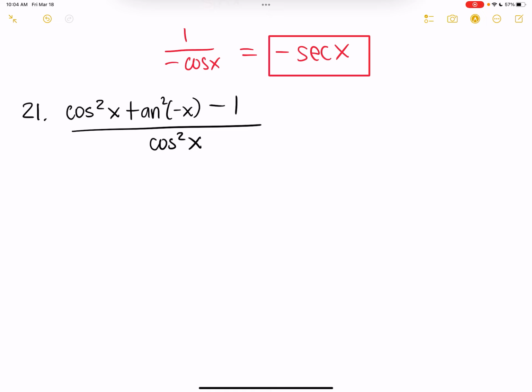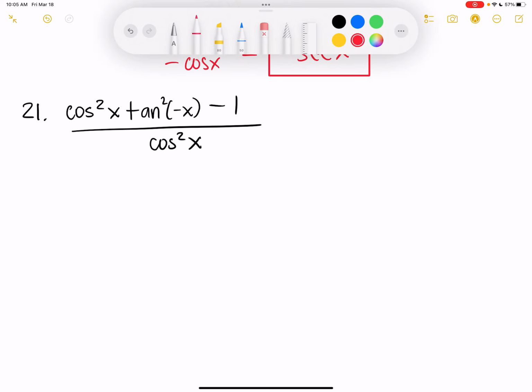When you have tangent of negative x, you take the negative out front. So we'll do some of this in one step, okay? The negative's going to be thrown out front. Then cosine squared of x times negative tangent squared of x. How can I rewrite tangent in terms of sine or cosine? Tangent is sine over cosine.